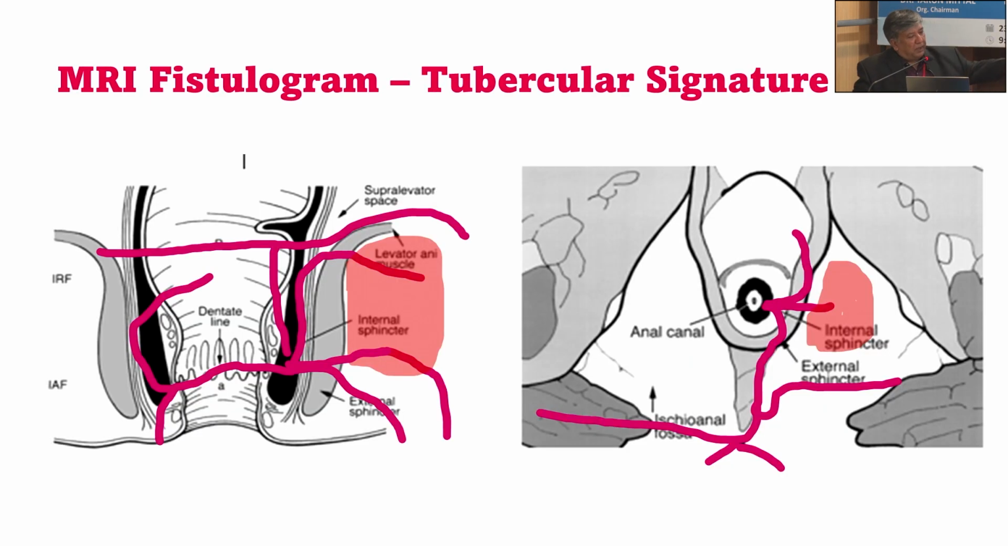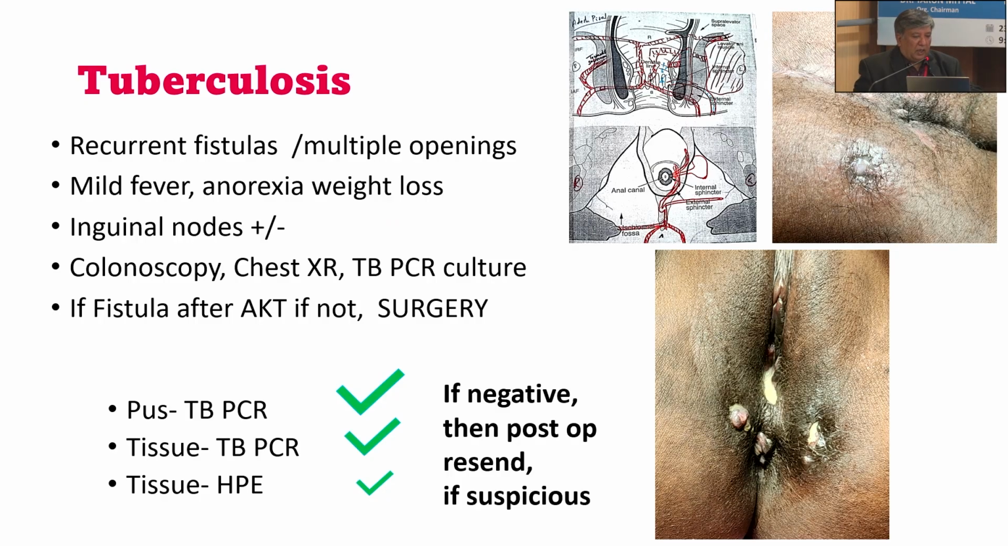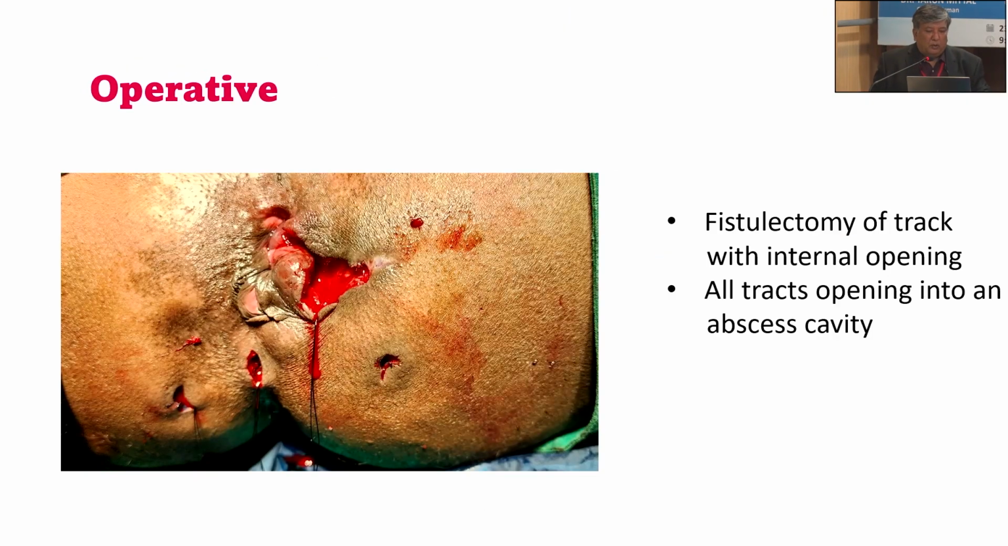And if you have MRI like this, this is a different patient, the one I showed you before. I call it a tubercular signature. MRI reports which do not explain what is going on is a tuberculosis. And naturally, you do TB PCR, tissue PCR, and tissue histopathology. But in post-op, if these were negative and still it continues, discharge continues, do it again. I had one patient, it came positive post-op.